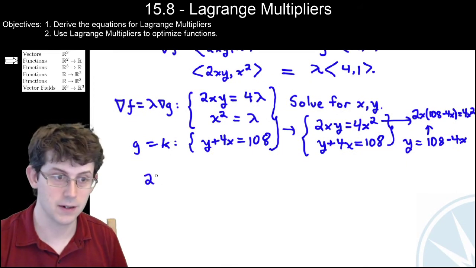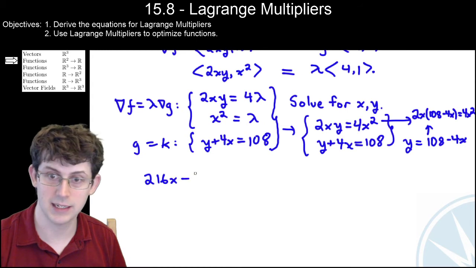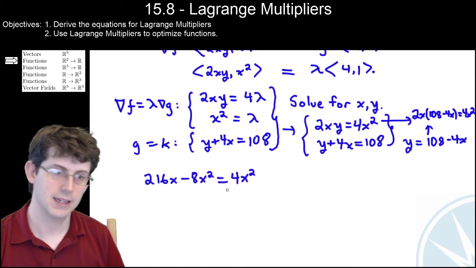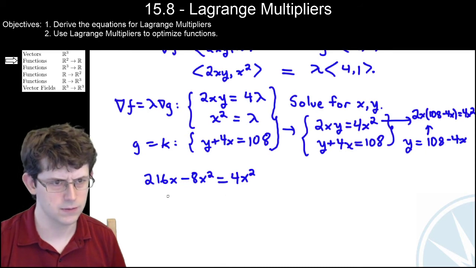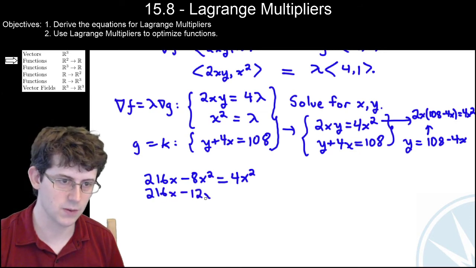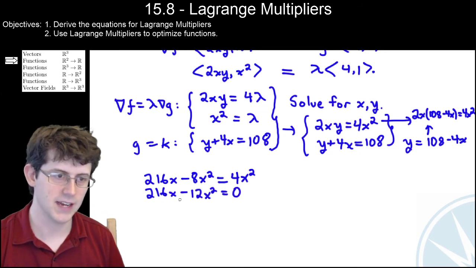Let's multiply it out. 216x minus 8x squared is 4x squared. I guess I'll collect everything on one side. So I'll have 216x minus 12x squared equals 0. Factor out an x.